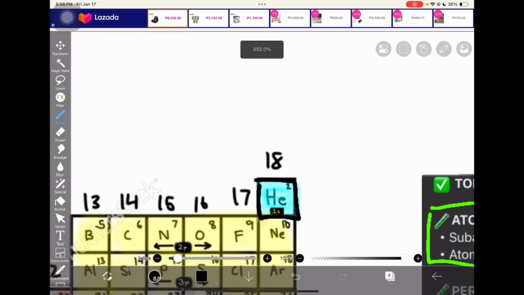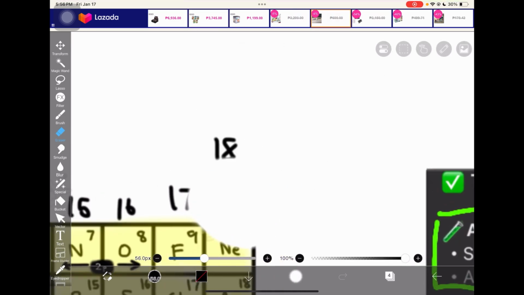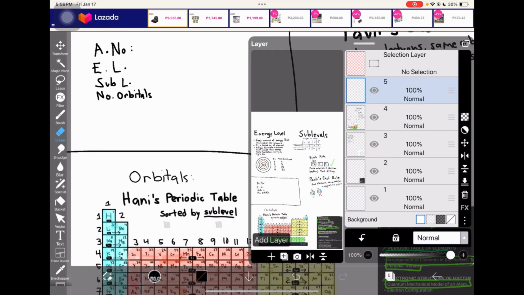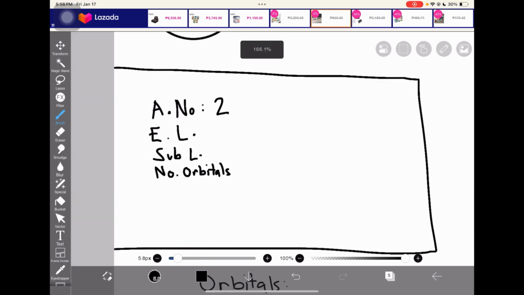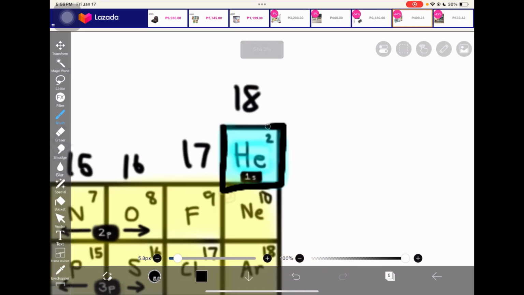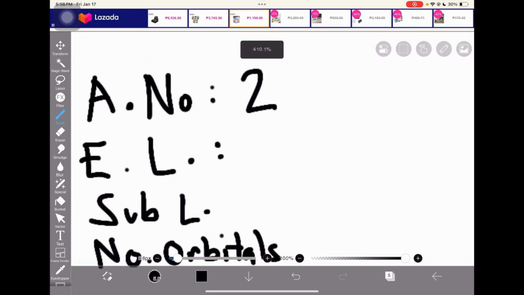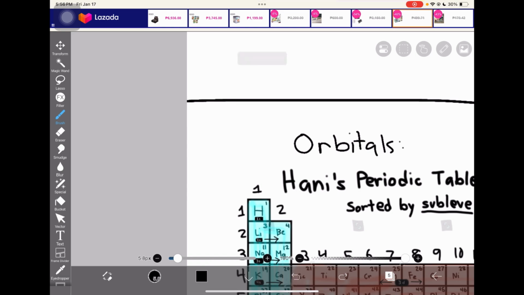Let me just make this in another layer. So I've made another layer. Once again, helium is atomic number 2, as we see over here. Now, what you want to do to check, once again, the energy level is going to be just N equals 1, because it's in the first period.